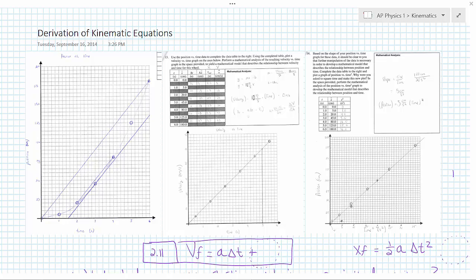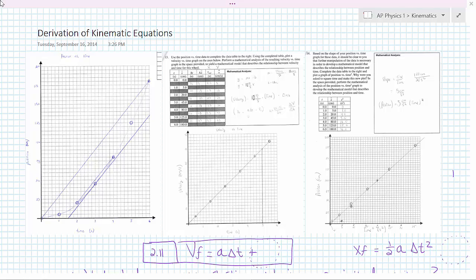Good evening, everyone. In this video, I want to go ahead and derive for you some of the kinematic equations that the book gives you. And so what I have here shown in these three graphs is the motion of an object that has constant acceleration.